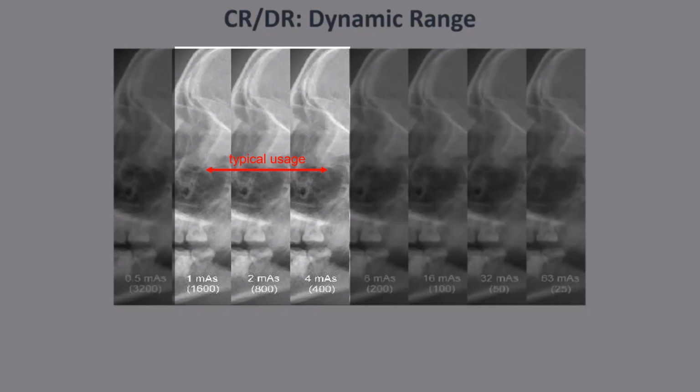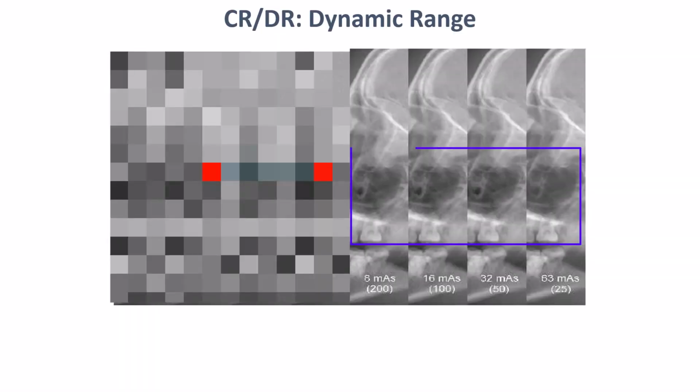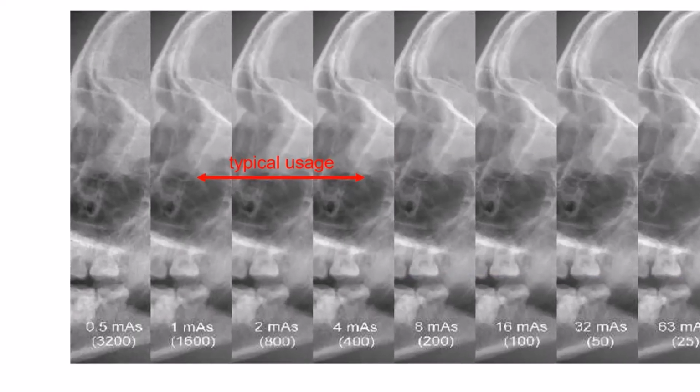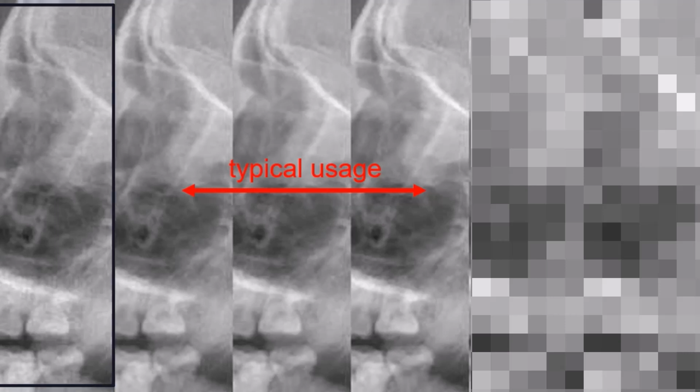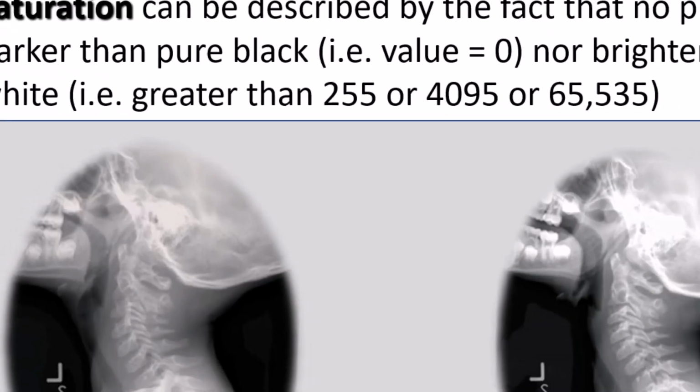When making an exposure, there is an optimal range to be captured. You'll notice that as we increase the mass, we start to gain pixel saturation, which causes loss of detail. As we reduce the exposure, we'll find that we start to lose the amount of shades of gray that we can record and start to get what is called quantum mottle or noise.